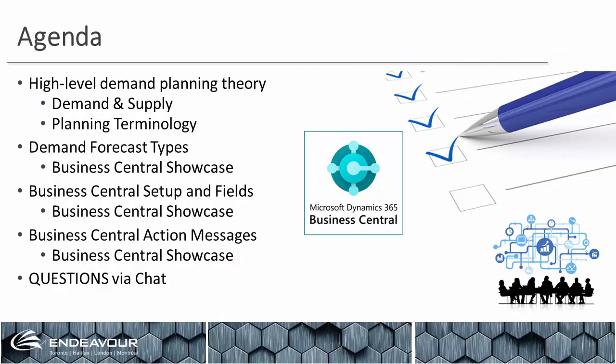So with that said, let's move on to the agenda page. So we're going to talk today about high-level demand planning, have some theory, how demand and supply need to be in balance. We'll look at forecast types, Business Central setups and fields that are available to you, help shape your mind around what is demand planning and how to use these tools. And at the end, we'll have some question and answers. Feel free to put some questions in the chat. I'll take a quick look at them.